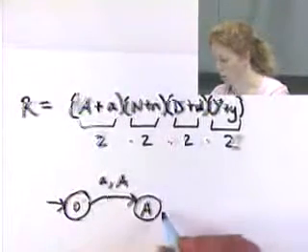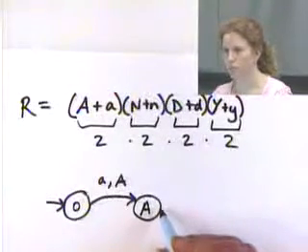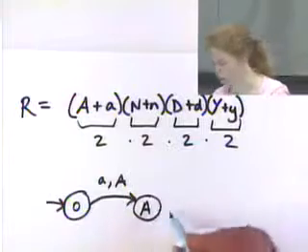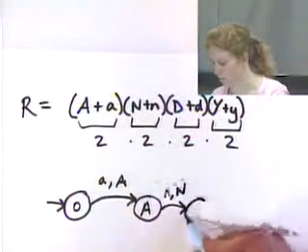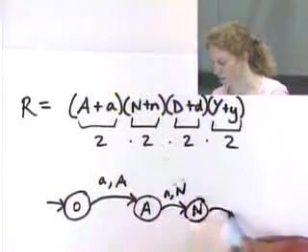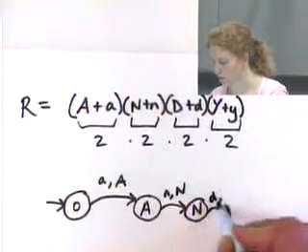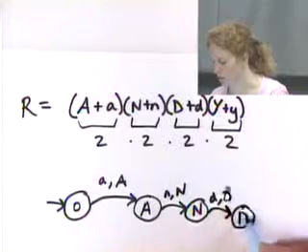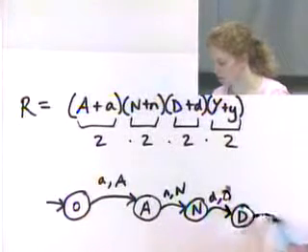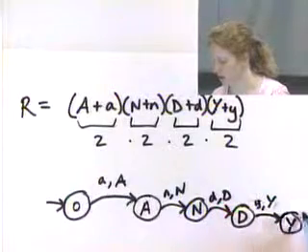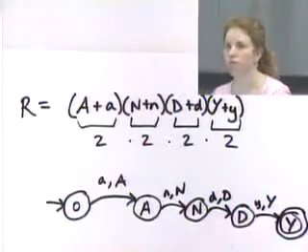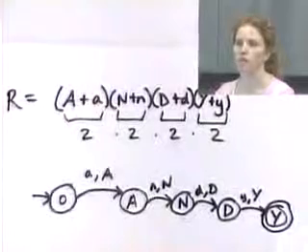Okay, so now what? I need transitions for the rest of the letters, right? So now I need little n, capital N to get me to an N state, little d, capital D to get me to a D state, and little y, capital Y to get me to a Y state. And that will be the final state because I've spelled the whole name.